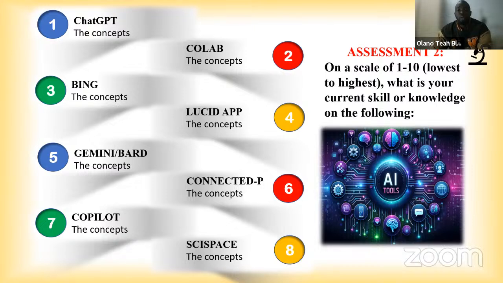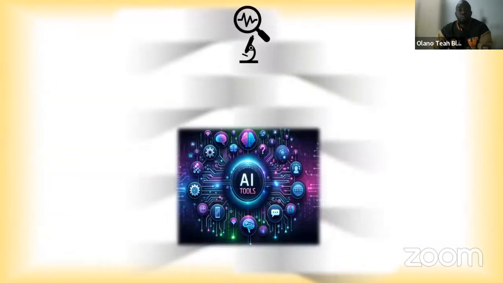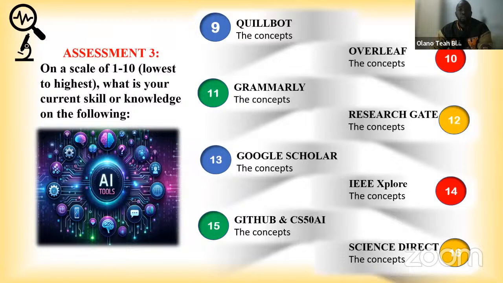And then on the first day, we talked about ScienceSpace and how we can explore that platform and make maximum use of it when it comes to our research. We also have other versions here. But most importantly, on this list for today, I want us to look at number 13, Google Scholar. There's ResearchGate, IEEE, GitHub, ScienceDirect, Overleaf, Grammarly, and all these. They are very, very helpful and very, very useful for our research.